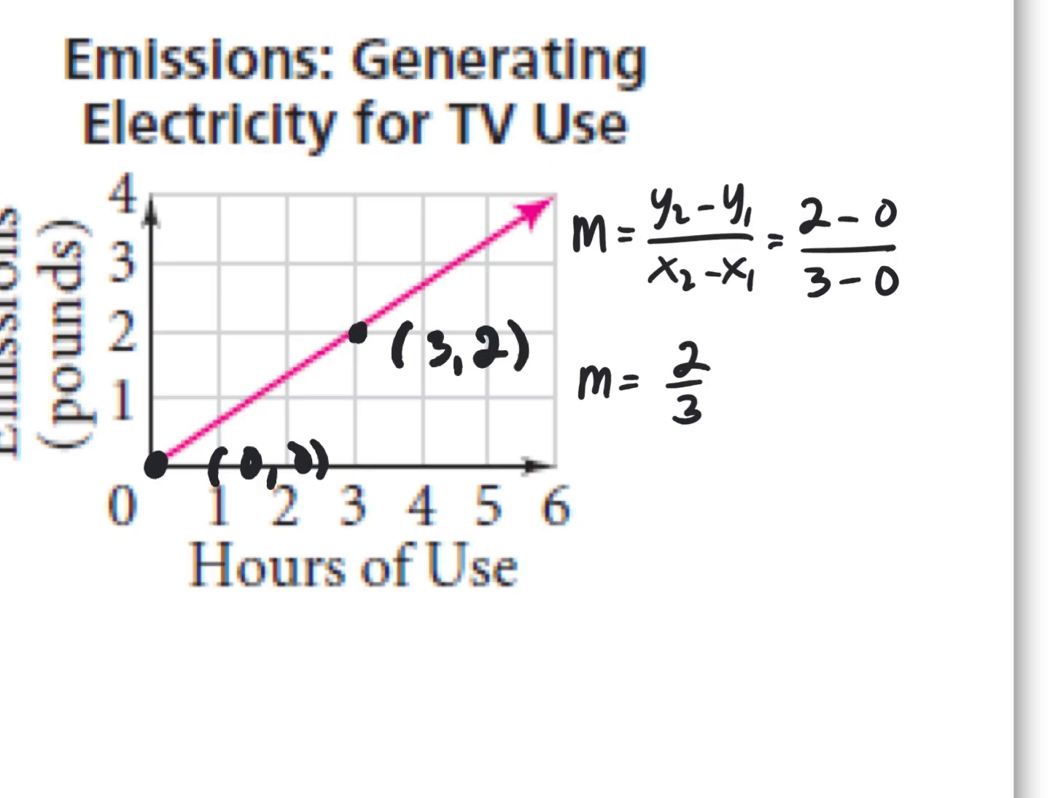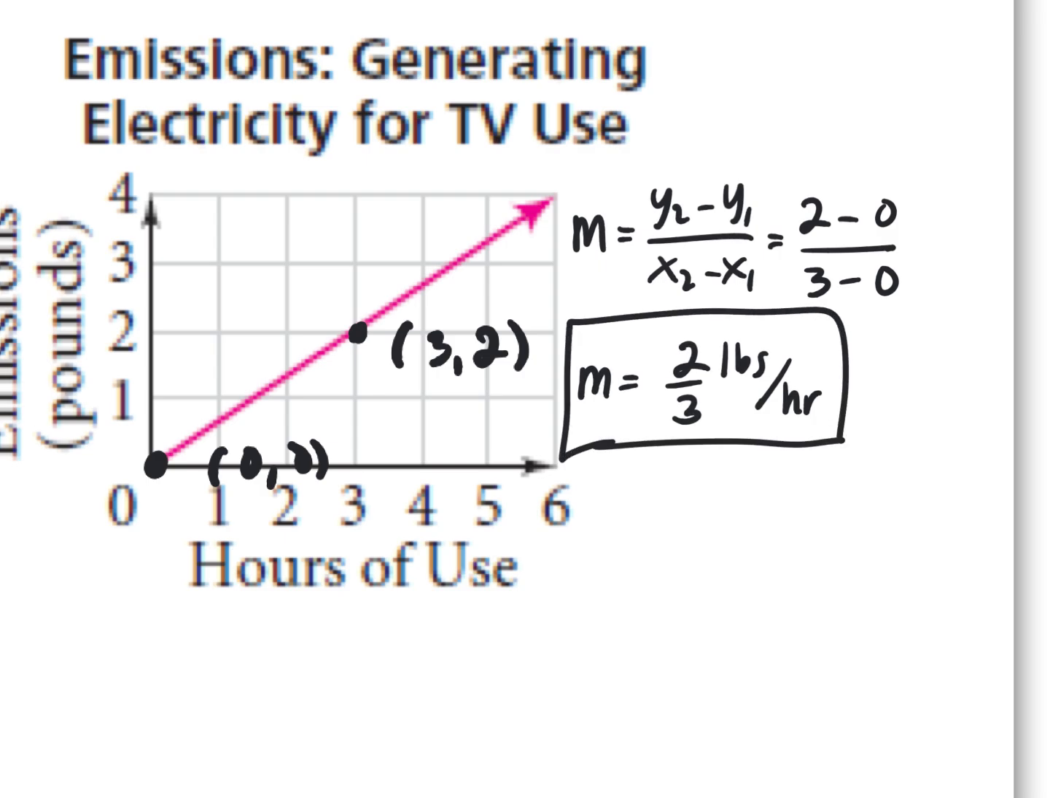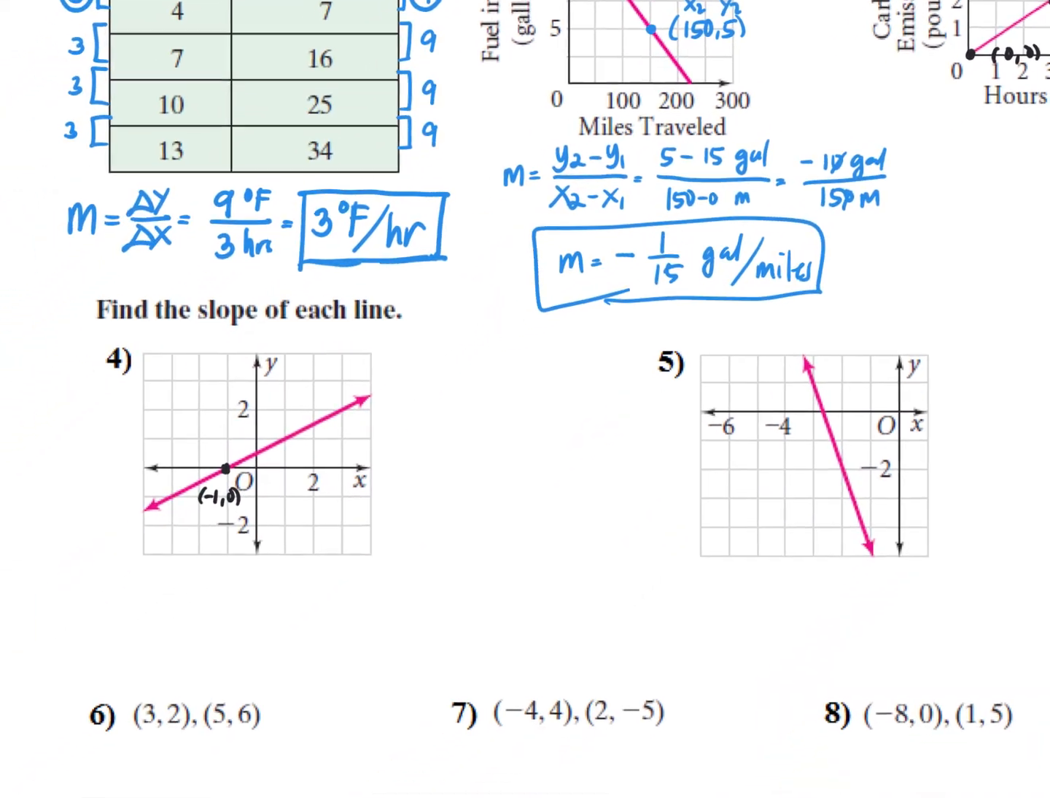It means to say that there's going to be 2 pounds per 3 hours of use. Okay, so 2 over 3 pounds per hour. That's the explanation of the rate of change here. Okay, let's go for the next.